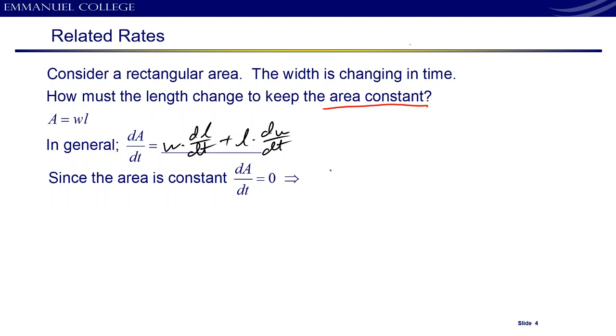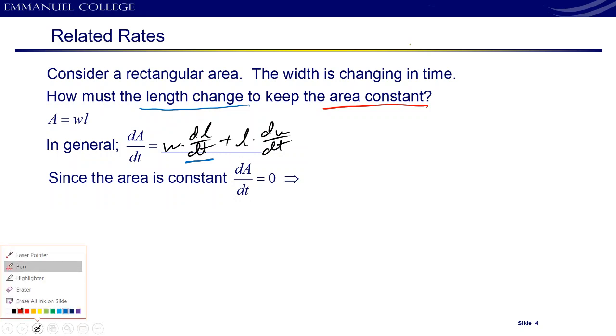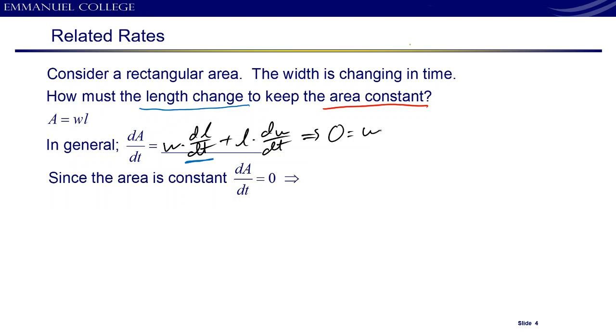So remember, we know the width is changing, and what we're after is how the length has to change. So our length changing is here. That's the dl dt. So what we're going to do is take this formula up here, and that's going to be 0 equals the width times dl dt plus L times dw dt.